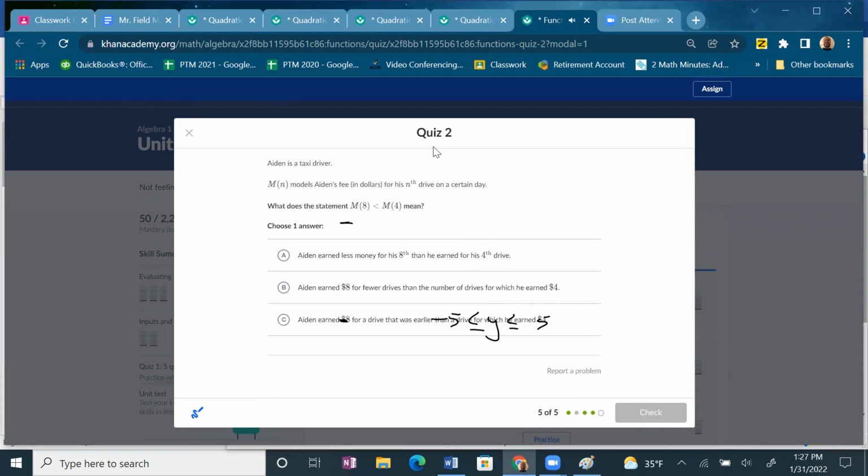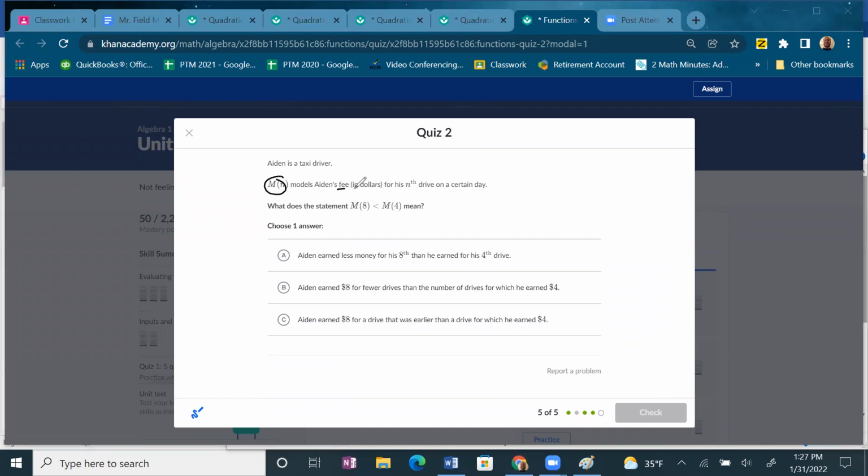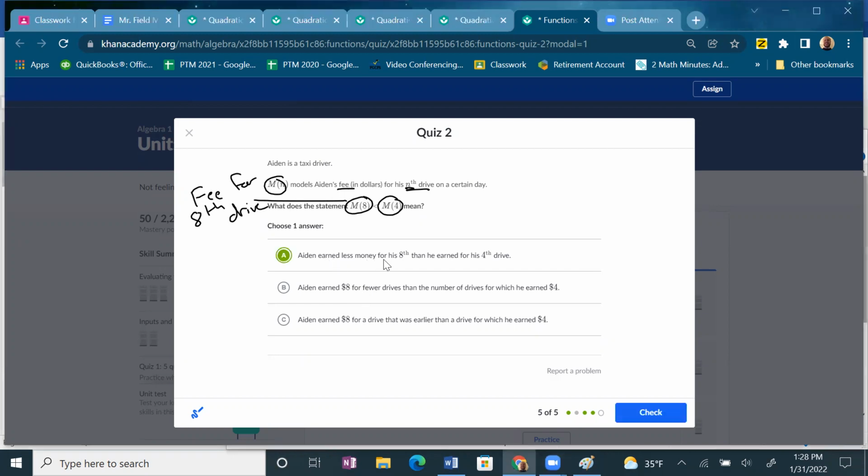All right, Aiden is a taxi driver. And so m of n models his fee on the nth drive. So his fee for his 8th drive is less than his fee for his 4th drive. He earned less money for his 8th than he did for his 4th. Yeah, that's right.